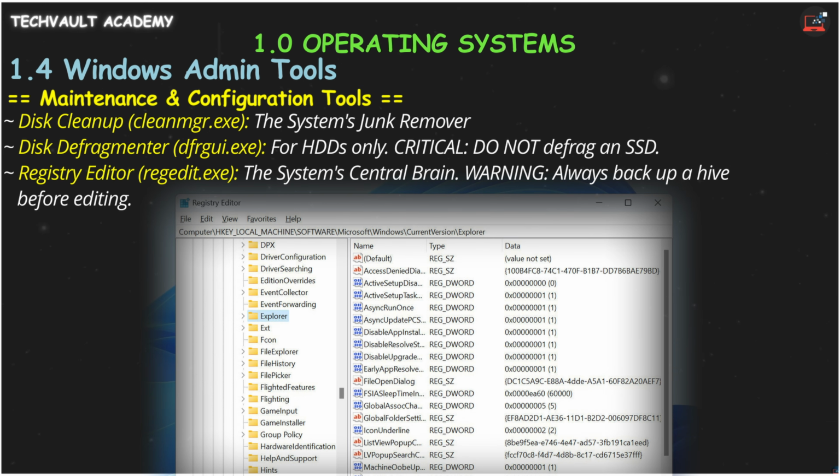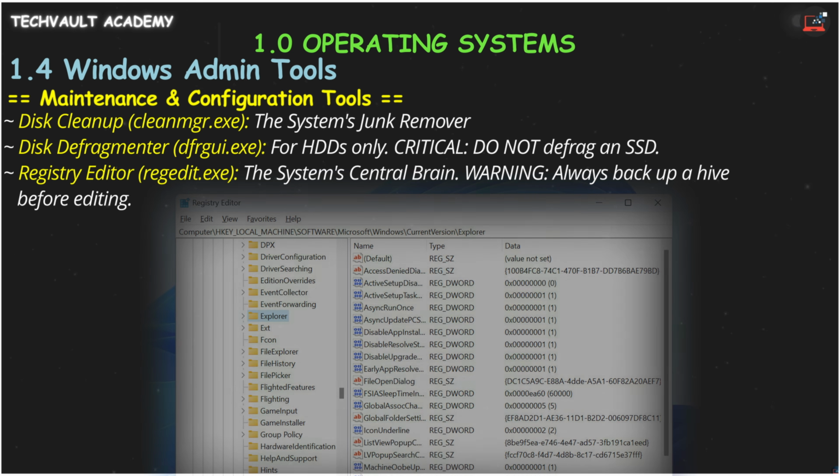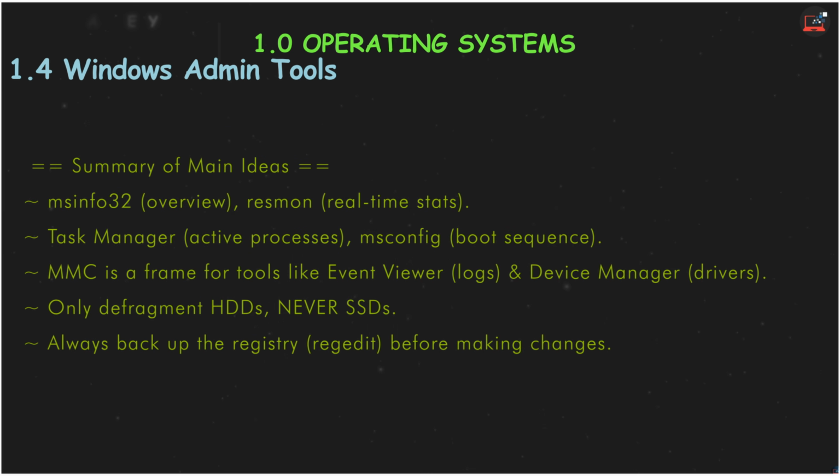That covers the critical details for this objective. To recap, for quick read-only info, use msinfo32.exe. For real-time resource usage, use resmon.exe. Task Manager, Control-Shift-Escape, is for managing active processes and startup apps right now.